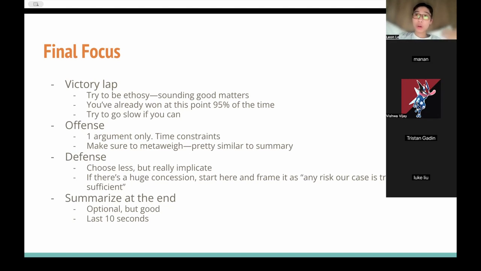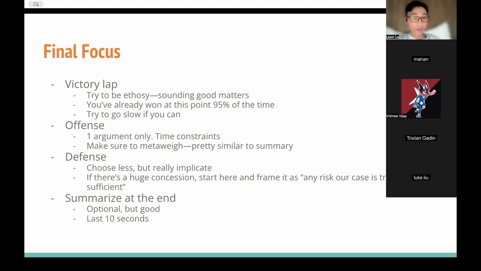So most of the time you're already ahead or you're already behind, and you should just make the speech sound as good as possible. Something you can do is go slower than you're used to. Definitely do not go top speed, because if you go slow, the judge will like that. It's easier for them to flow, and you also naturally sound better if you're talking slowly. So you should try to do that for final focus if you have enough time.